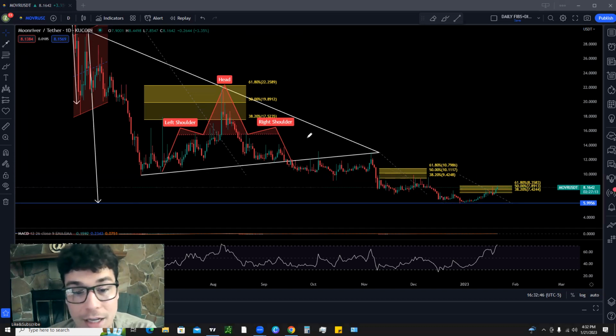Now here we did end up getting a head and shoulders, right? So here we have our left shoulder, here's our head, and then here's our right shoulder over here. And the pattern comes down and it ends where it begins. And if you notice, we ended up coming down precisely to those targets after rejecting our three major retracement levels, right?